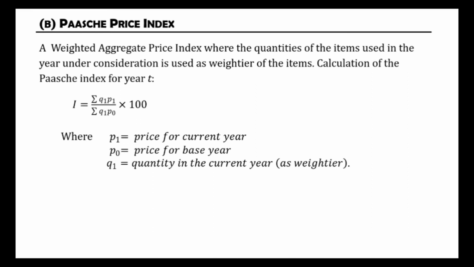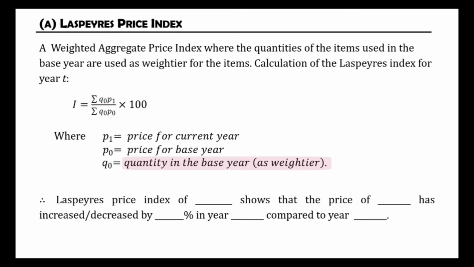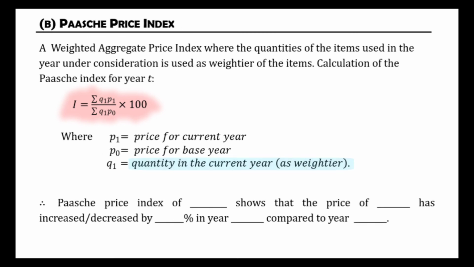B. PAASCHE price index, a weighted aggregate price index where the quantities of the items used in the year under consideration are used as the weight of the items. Calculation of the PAASCHE index for year T is given by total of Q1 times P1, meaning quantities from the current year are the weight. And this is the interpretation for the PAASCHE price index. So for last year's price index, we use quantity from the base year as weight, and for the PAASCHE price index, we use quantity in the current year as the weight.